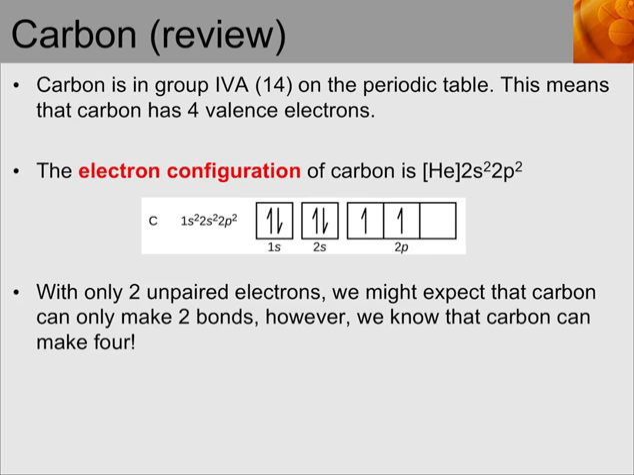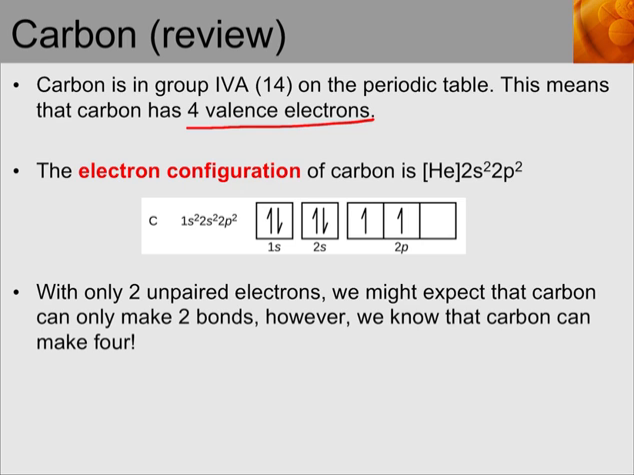Hi everyone! In today's video we're going to review a little bit about carbon, and we'll also learn a couple of new things as well. So you might recall from previous chemistry classes that carbon is in group 4A on the periodic table. We could also call that group 14. And if carbon's in group 4A, that means it has 4 valence electrons.